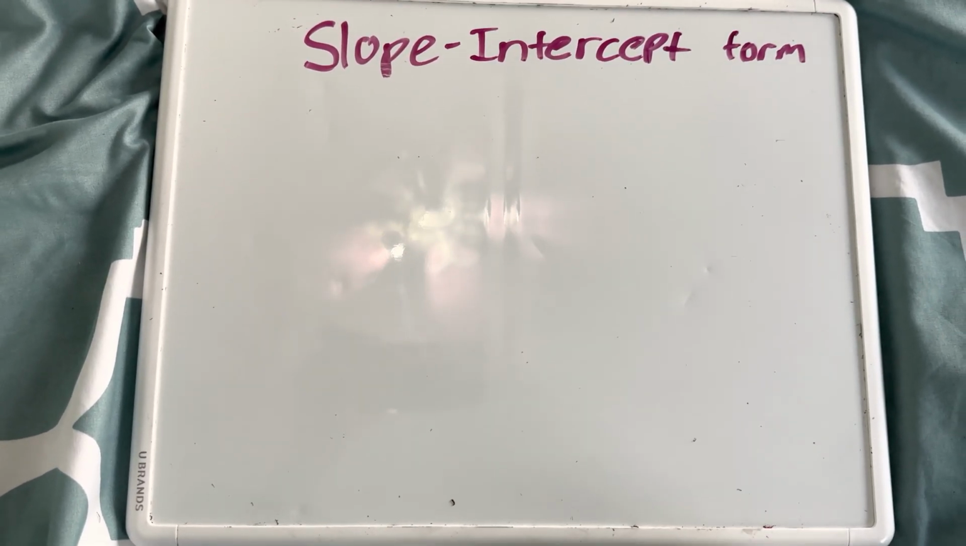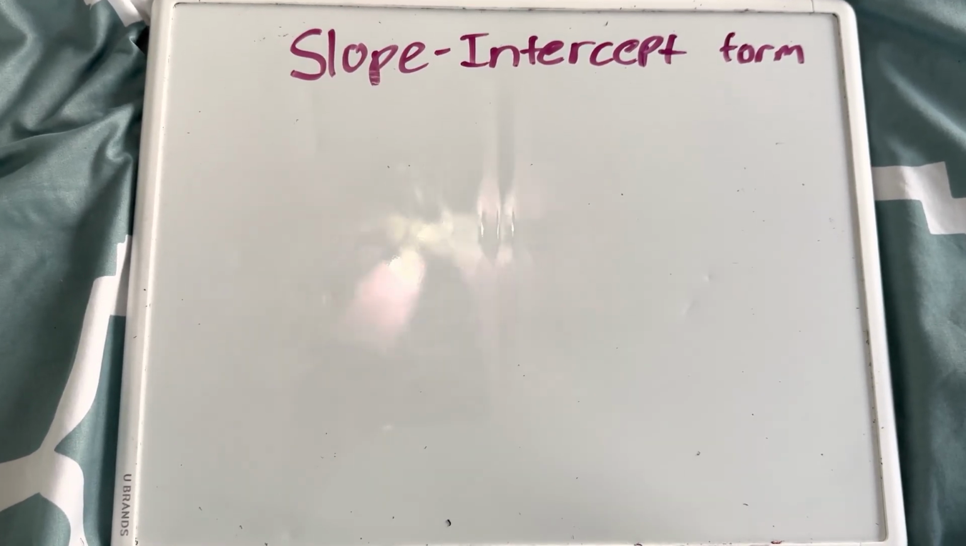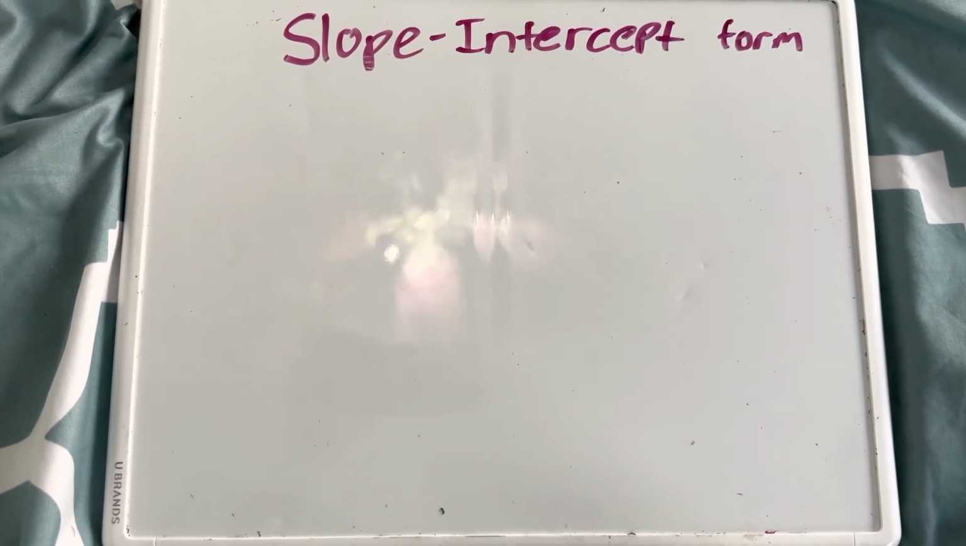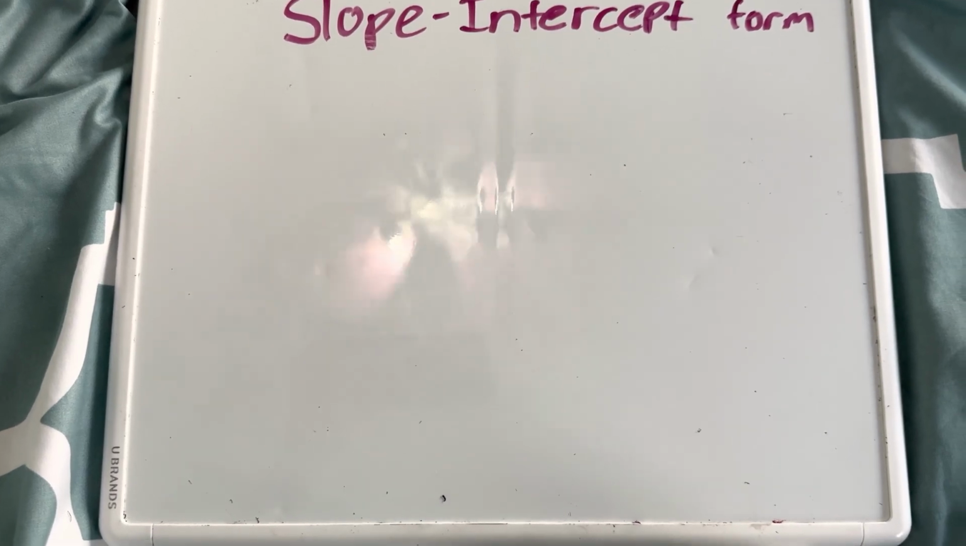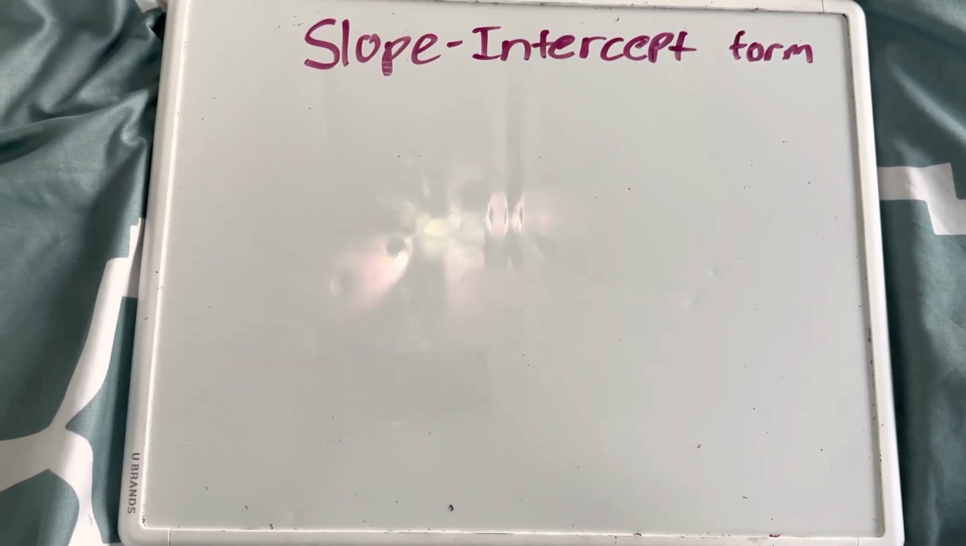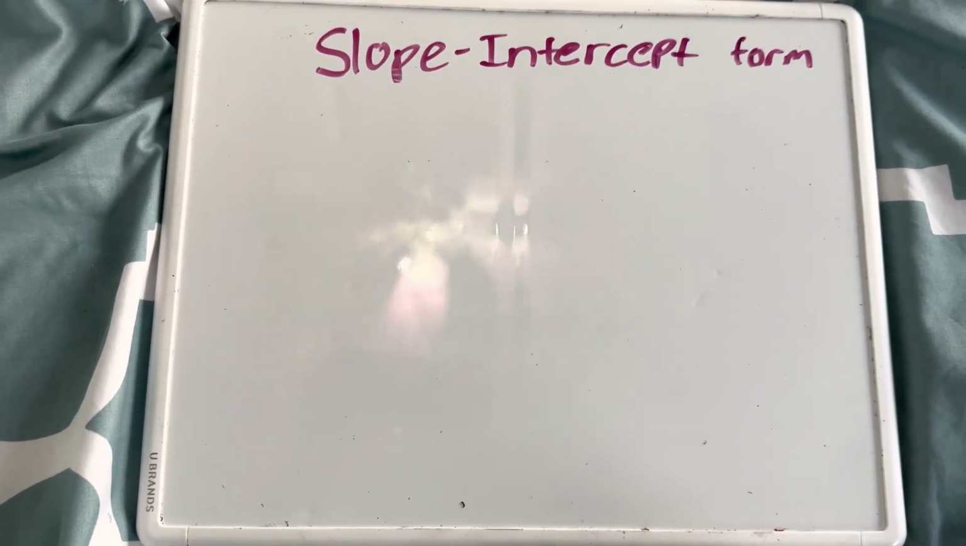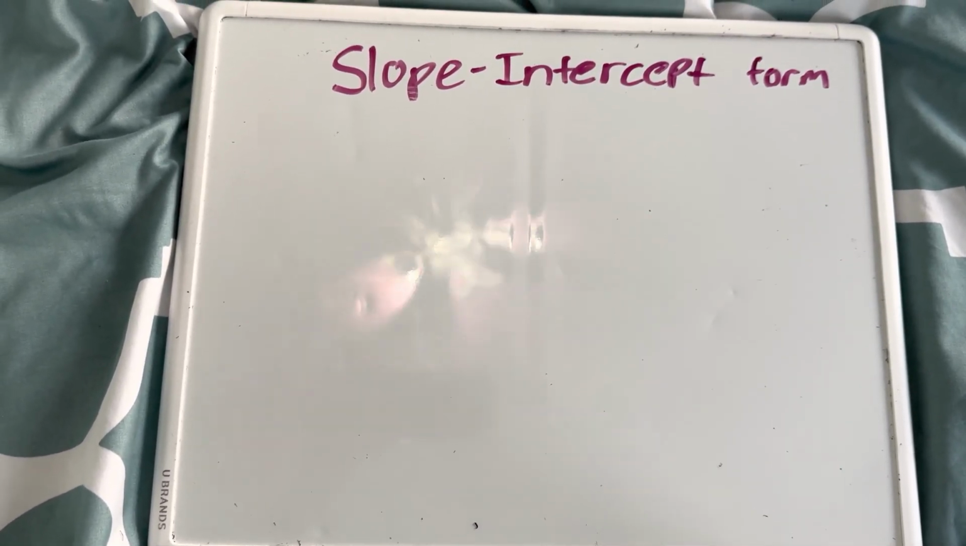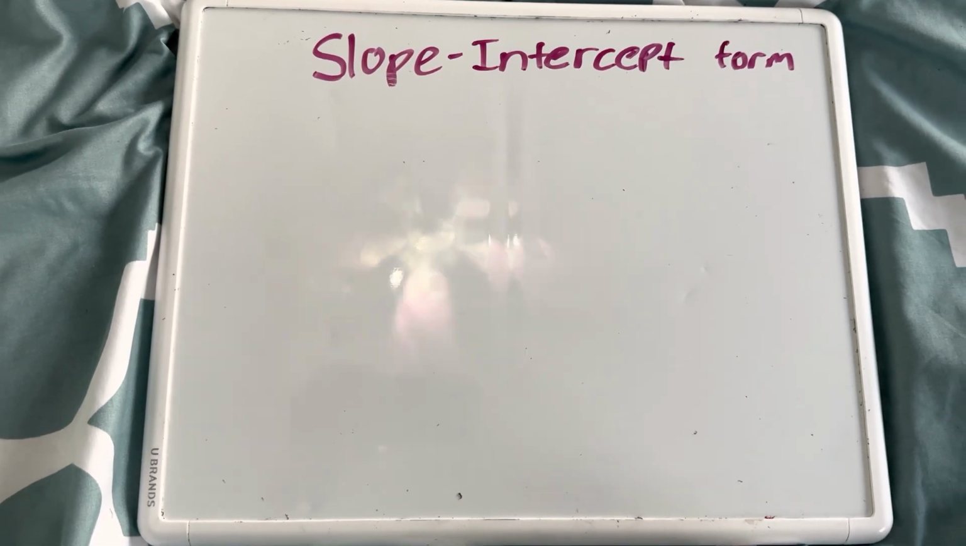Basically, the slope-intercept form is an equation used to find the slope or the intercept of a line on a graph. This equation is usually learned in pre-algebra or algebra 1, so if you find that this concept might be a little bit too challenging for you, please feel free to click off.